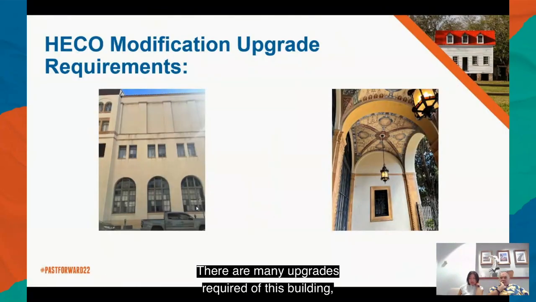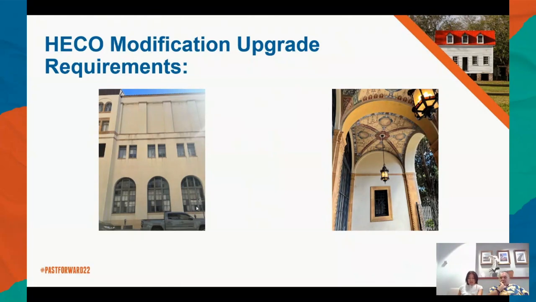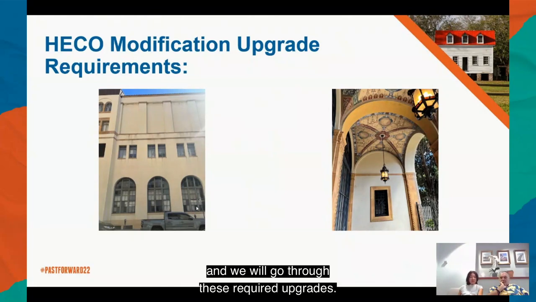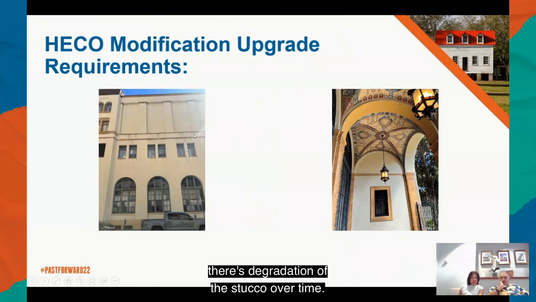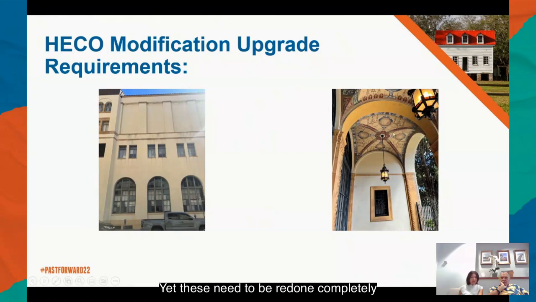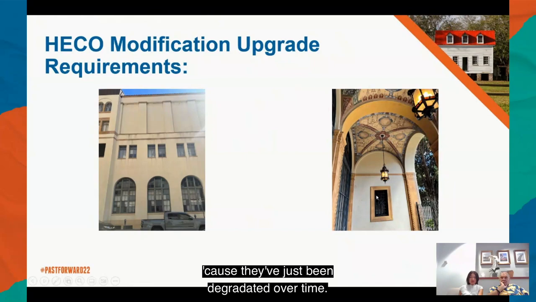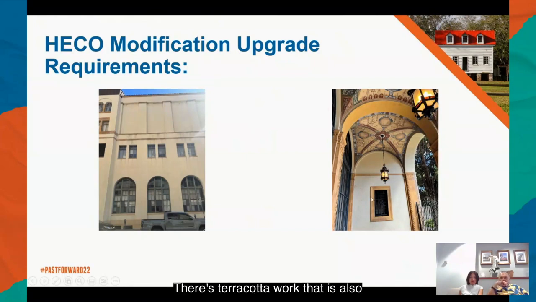There are many upgrades required of this building, and we will go through these required upgrades. First, there's an exterior stucco repair that's required. As you can see in the pictures, there's degradation of the stucco over time. There are beautiful painted ceilings, both exterior and interior, yet these need to be redone completely because they've been degraded over time. There's terracotta work that also needs to be refurbished. So there's quite a bit of exterior work that needs to happen.